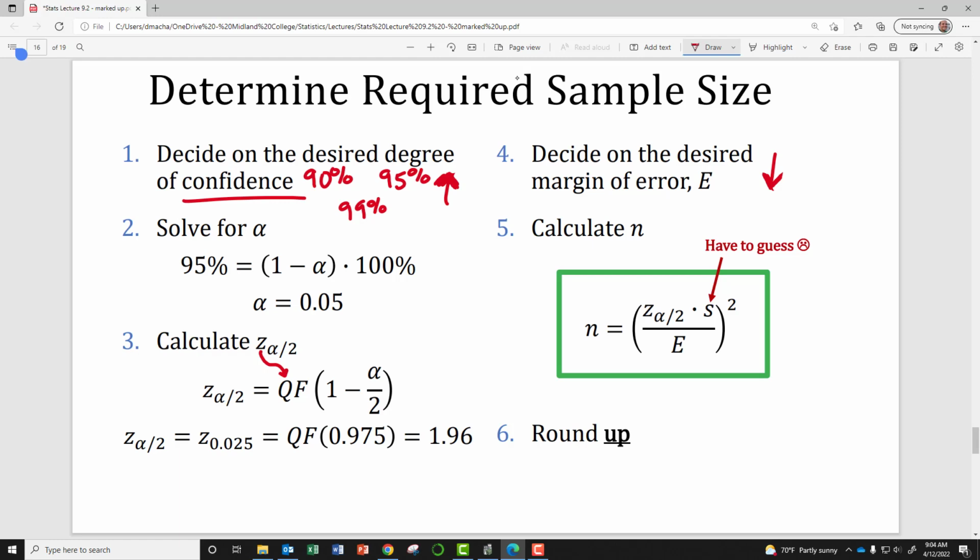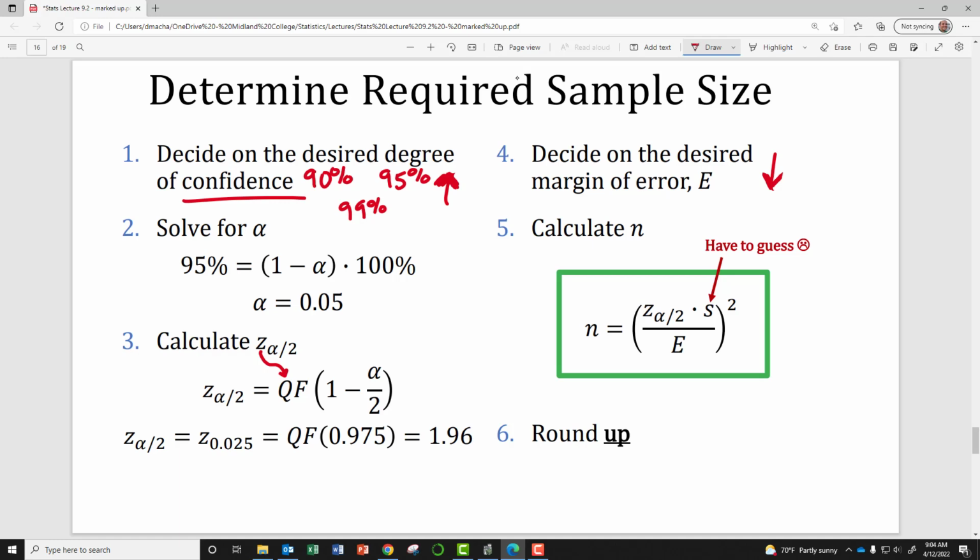We say n is equal to parentheses z subscript alpha over 2 times your sample standard deviation divided by your desired margin of error. And then you take that fraction and you square the whole thing. So don't forget to square it here. Now, what I've remarked about in red here is that you actually have to guess what you expect your standard deviation to be in order to use this formula to figure out your required sample size.